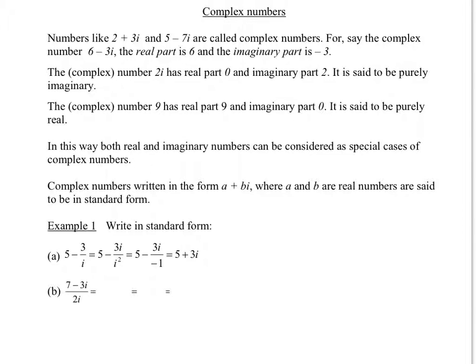Now again, in the second question, we've got an i on the bottom there. To get rid of the i on the bottom, just multiply, again, the top and the bottom by i. We'll get this. Again, the i squared on the bottom here can be replaced with -1. The i squared on the top can be replaced with -1. And if you do that, you'll get this. And that will simplify to this.